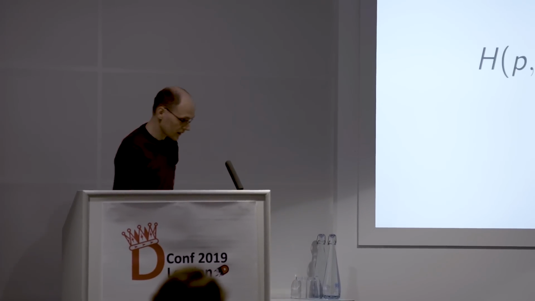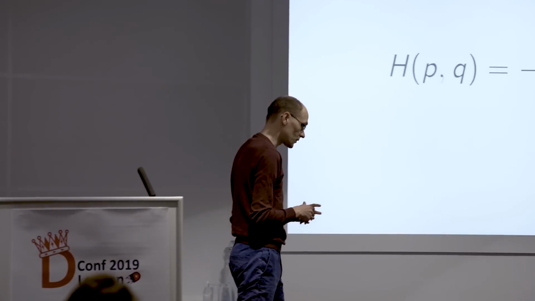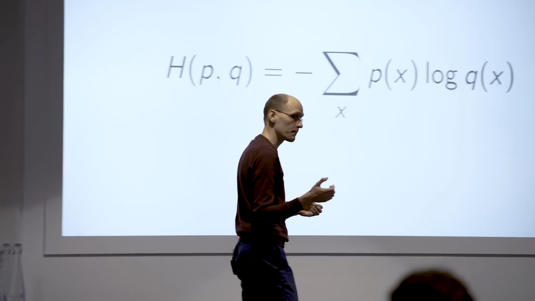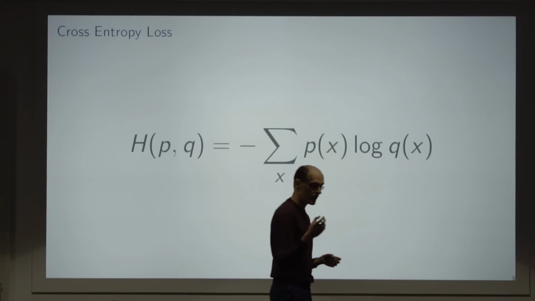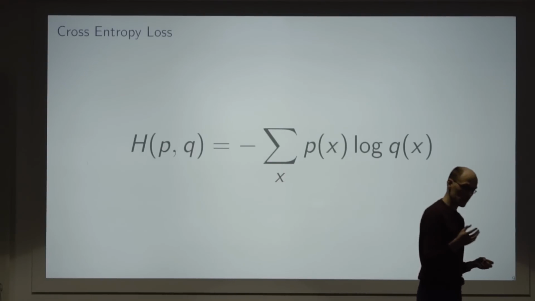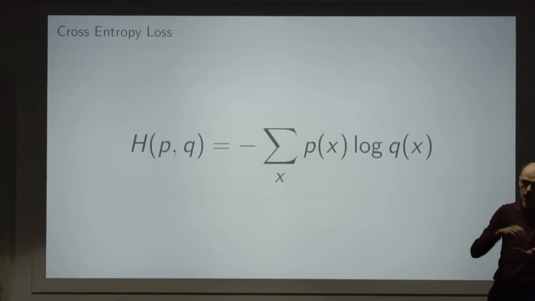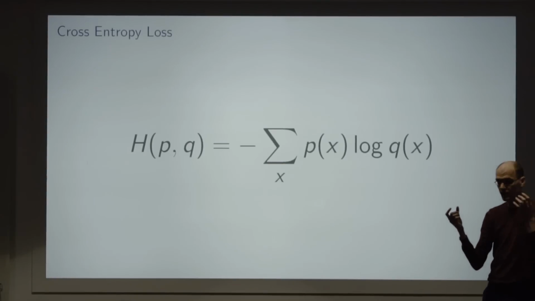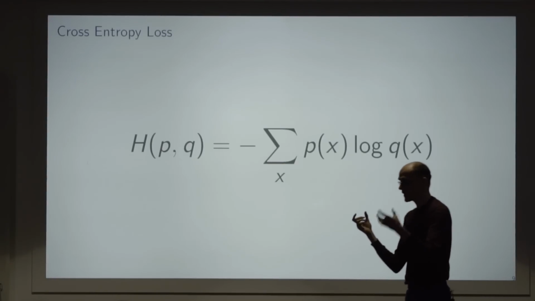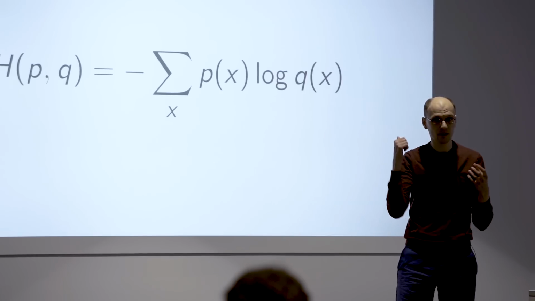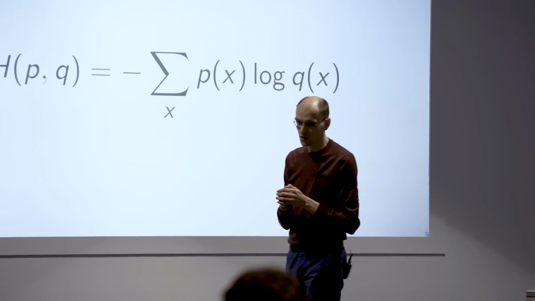All right, and now there's one other thing that you need. So now we have said how to map an observation, a training example, into a probability, and now you have to somehow combine this probability with the training data. And that is what the cross-entropy loss does.